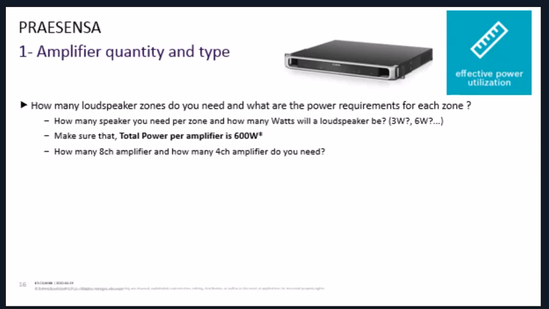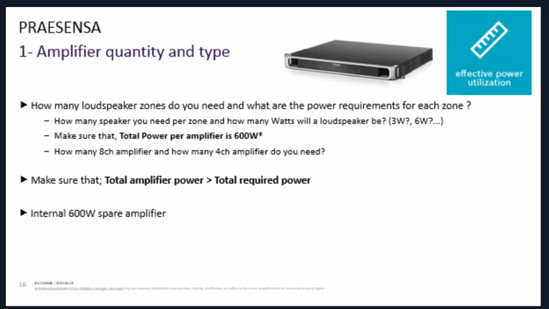After this, you have to make sure that for the overall system requirements, the required power is less than the total power of the amplifier, for sure. That's a general rule, right? So after you decide your amplifier channels, it's always good to check that you are good with total amplifier power also.